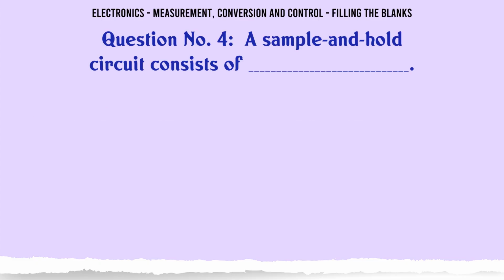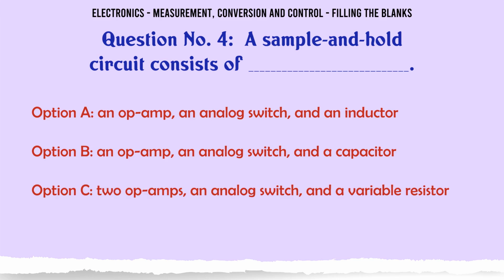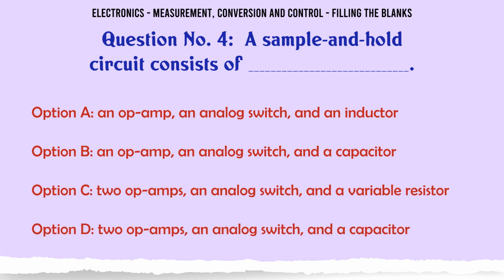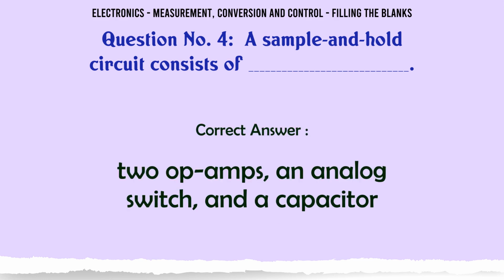A sample and hold circuit consists of A. An op-amp, an analog switch and an inductor, B. An op-amp, an analog switch and a capacitor, C. 2 op-amps, an analog switch and a variable resistor, D. 2 op-amps, an analog switch and a capacitor. The correct answer is 2 op-amps, an analog switch and a capacitor.